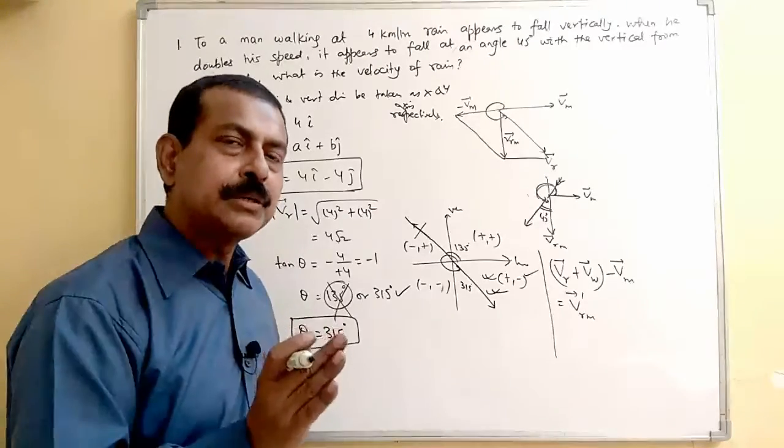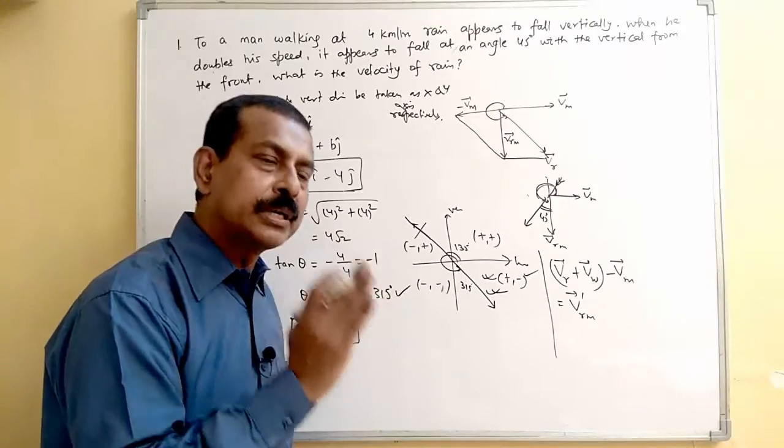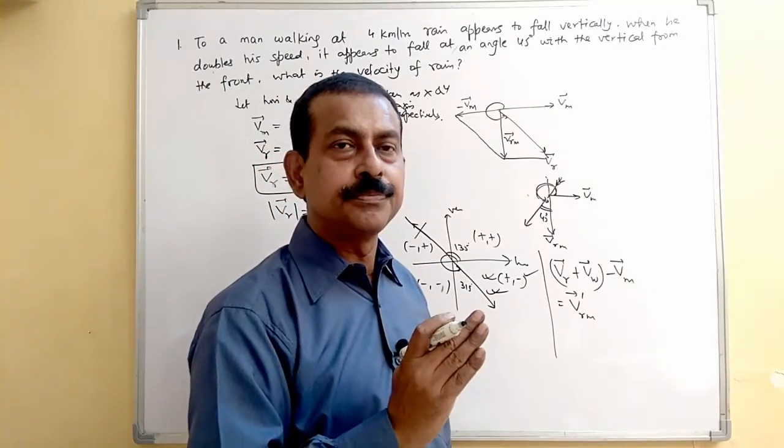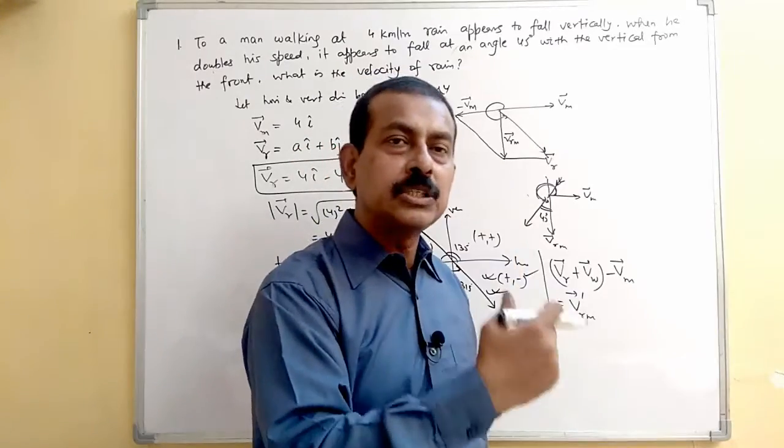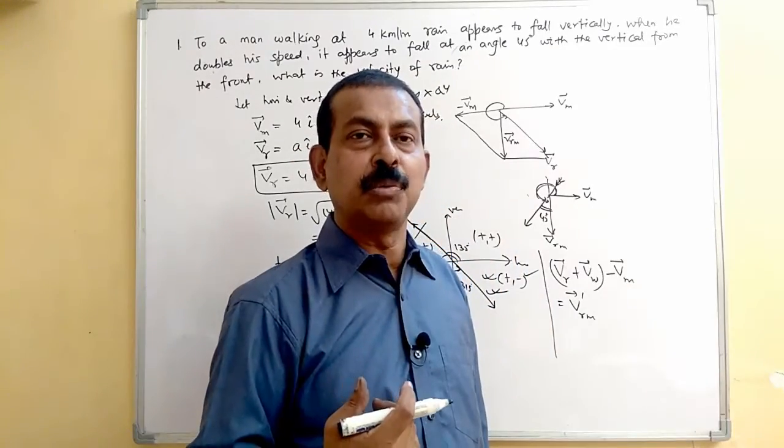Effect of wind on rain speed will give you resultant velocity. But for the motion of the man, rain speed will be a relative velocity problem.